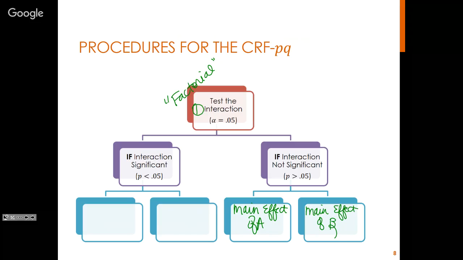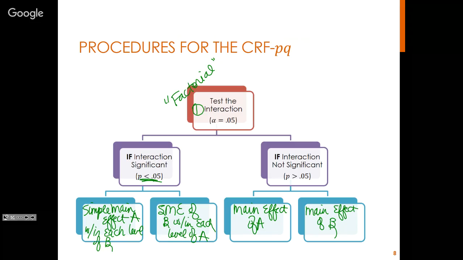And if the interaction is significant, P less than 0.05, what do you look at? Simple main effects. So we look at the simple main effect of factor A within each level of B and the simple main effects of B within each level of A. Good.